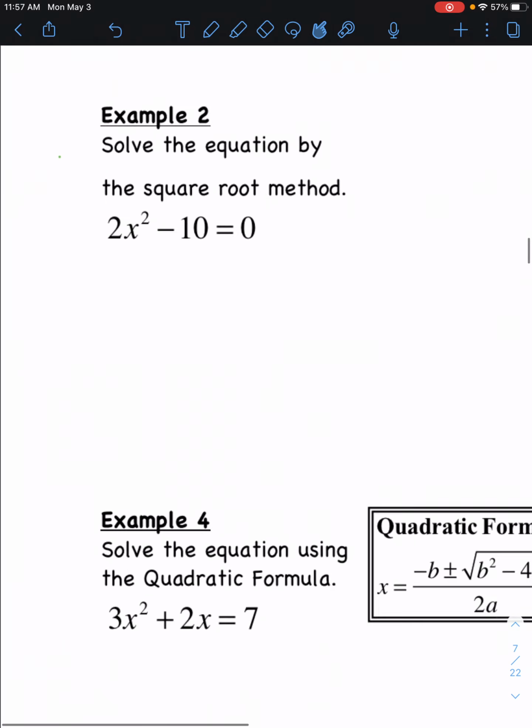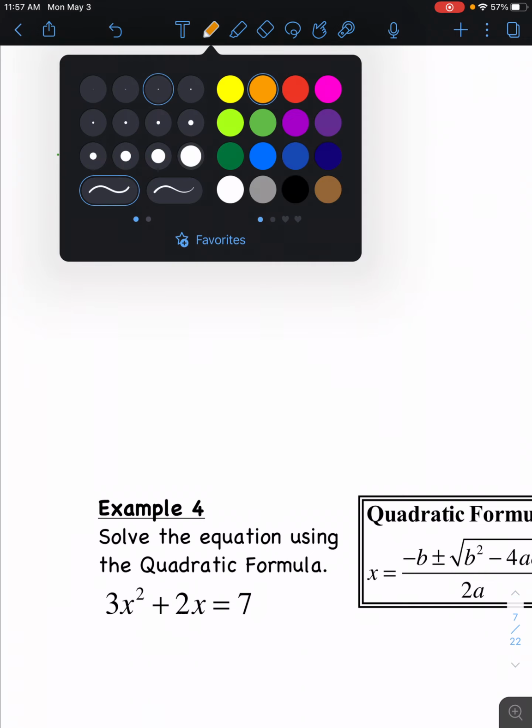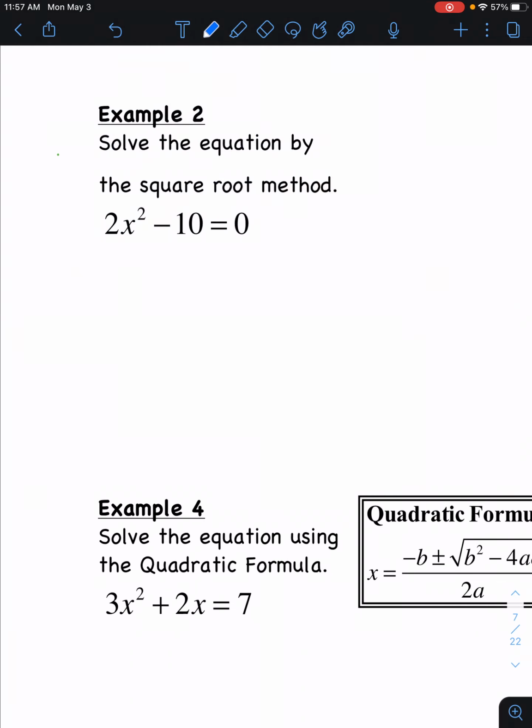Okay, the next method in example 2 is called the square root method. We're going to solve this equation by the square root method. We cannot do this method every single time. We can only do it when it's missing an x term. Notice this equation has an x squared term, and it has a constant, the minus 10, but it's missing the bx term. So we are allowed to solve it by the square root method.